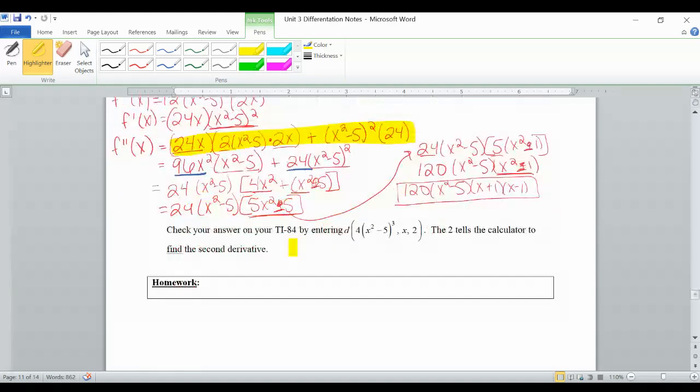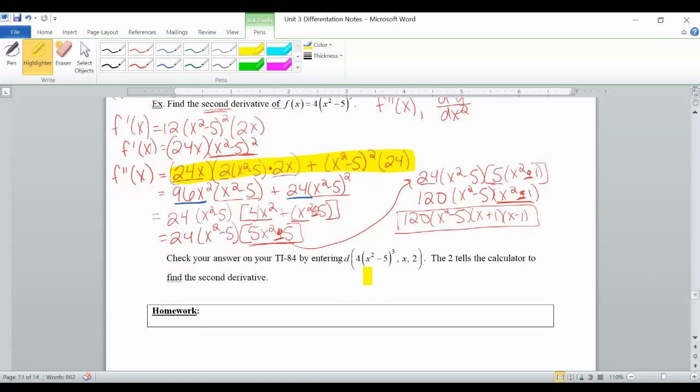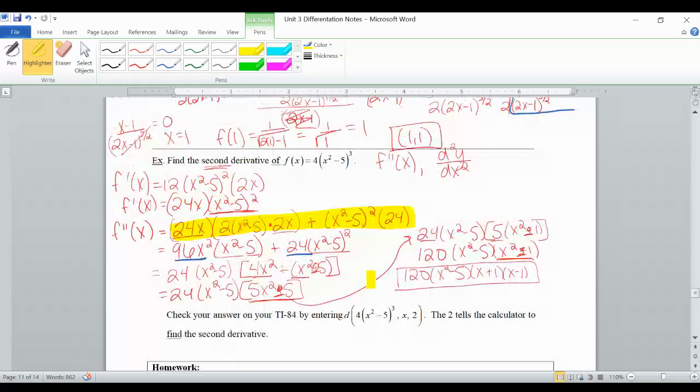It says check your answer in TI-84 by entering this. This finds the second derivative. I haven't actually tested this out yet. And I don't think your TI-84s actually are capable of doing that. They can only find derivatives at a certain point. So I'm not sure that you're going to be able to do this. But I always look online for a derivative calculator, and you can usually type in your function and find it that way if you want to check your work.